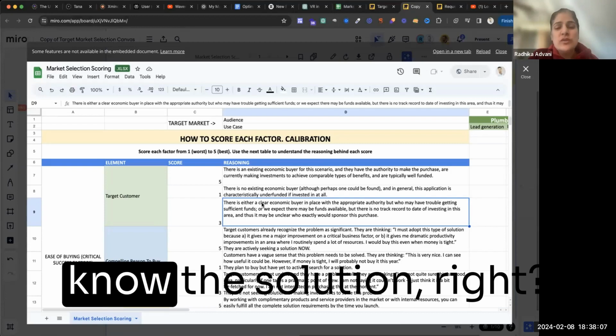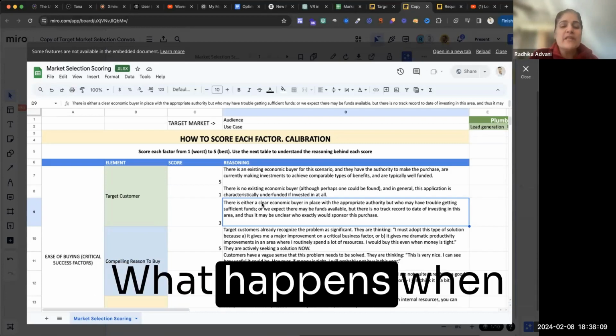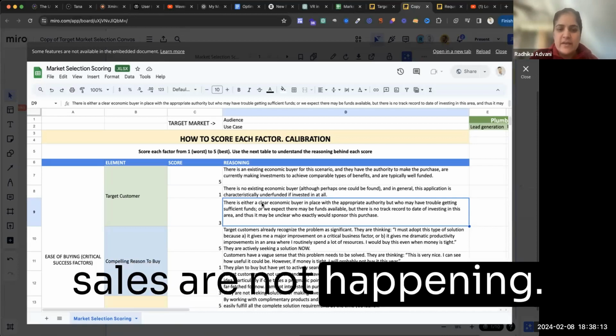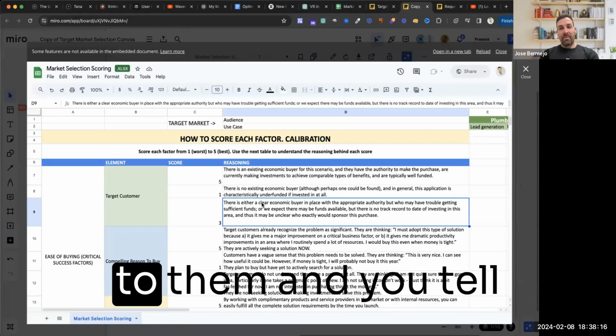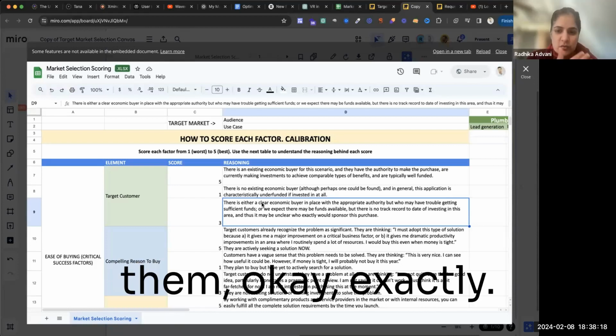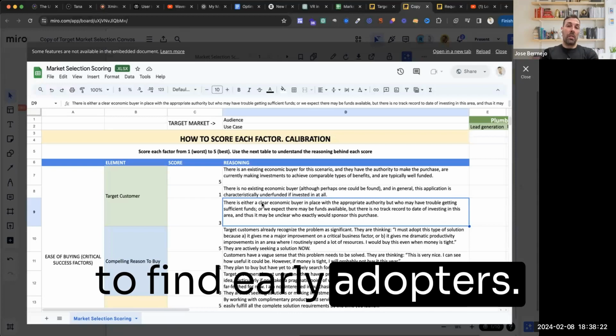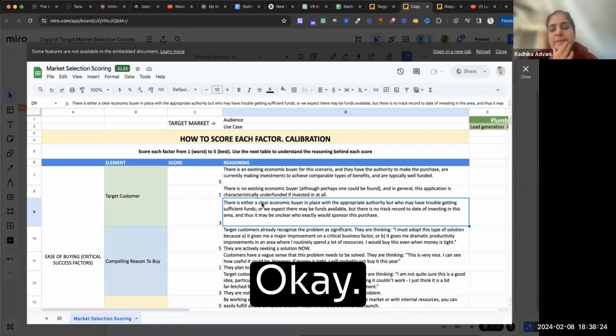But in that case, they know the solution, right? What happens when they don't know the solution at all? They just know that their sales are not happening. Yeah, and so that's when you introduce a category to them and you tell them, this is new. Exactly. That's why you have to find early adopters.